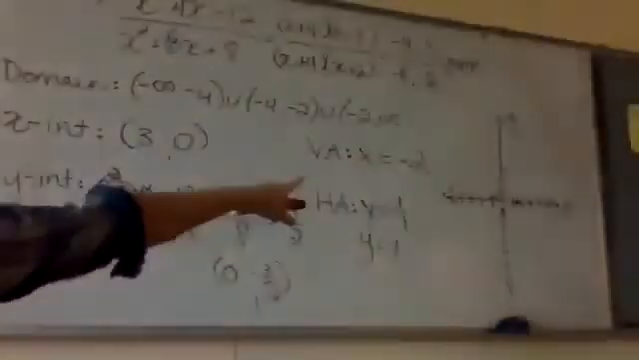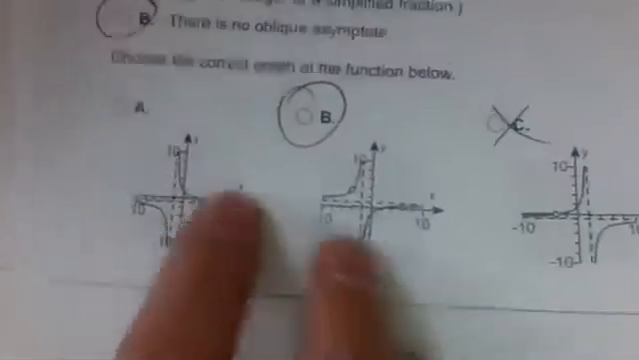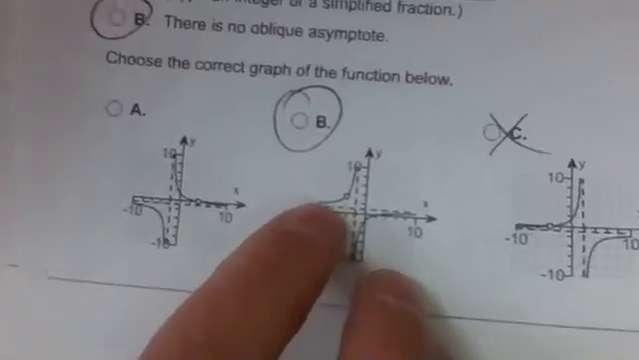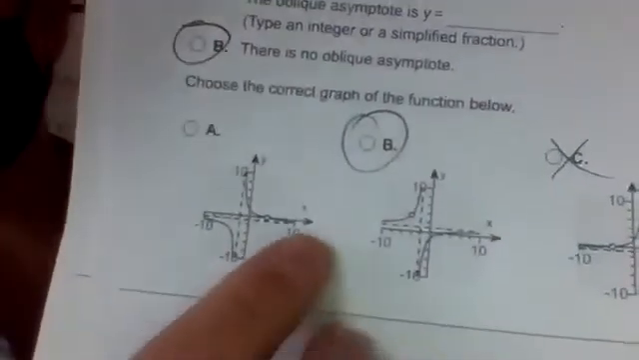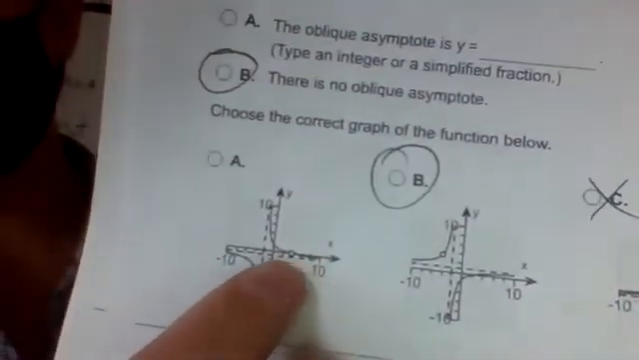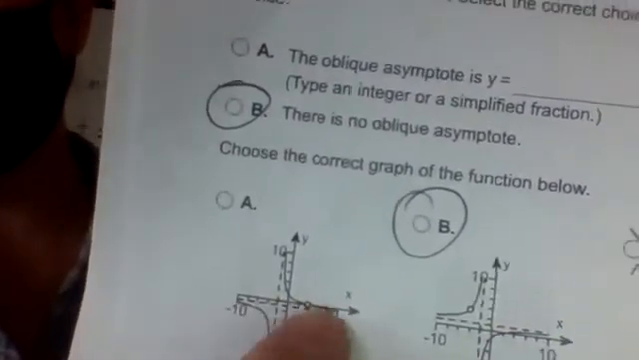Let's talk about the horizontal asymptote. Where should it be? It should be at +1. So let's look at A and B. Look where B's is. There's your horizontal. Positive. Where is this horizontal? It's below the origin, right? Which means it's negative. So that's why it's not A. It would be B.